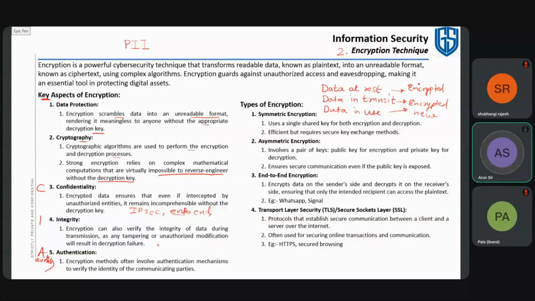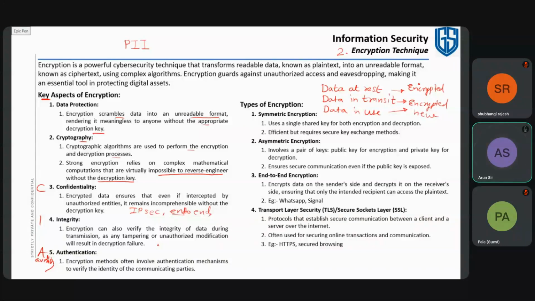And lastly, there is authentication. Authentication plays a very vital role, making sure that only the concerned person is able to access that. Authentication always involves some security measures, and because of that, first we need to identify the parties who are communicating or involved in that, and if they are authentic, then only these things can be done. So encryption technique is ensuring a lot of aspects, and there are different types of encryptions.